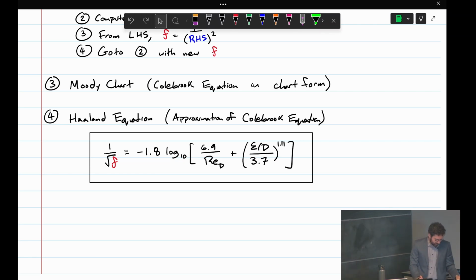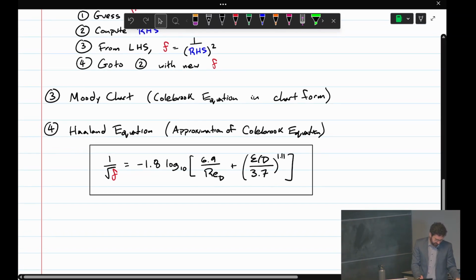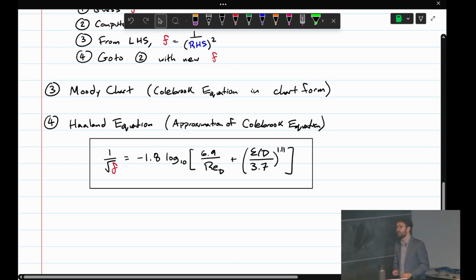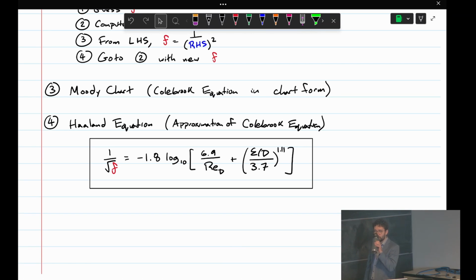Are there any questions about these methods yet? I'm going to go through an example where it's going to be a little bit more clear how you do this. Yep. Is there any correlation to the skin friction coefficient for laminar flow? Because isn't it like 64 divided by the Reynolds number, which is pretty similar?